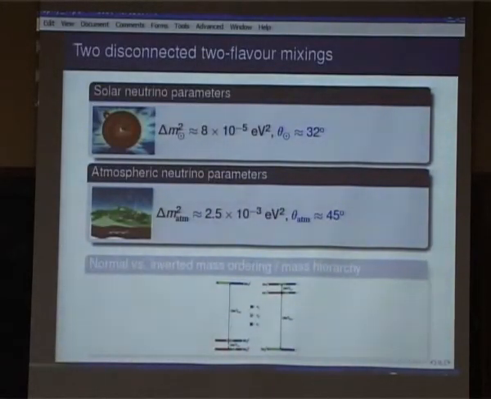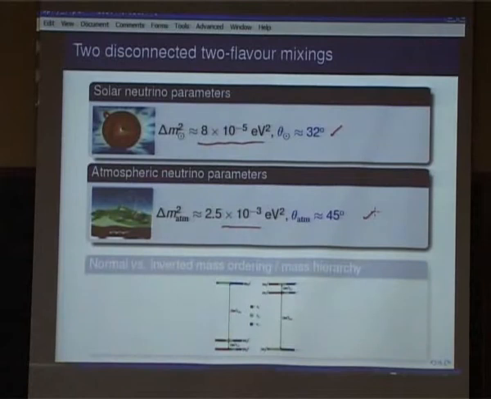So, this is what we do. The solar neutrino tells us that delta m square is something like 10 to the power minus 4 electron volt square. So numbers are crucial. These numbers we should always remember. Angle is about 30 degrees. Atmospheric, delta m square is about 2 times 10 to the power minus 3 electron volt square. Angle is 45.